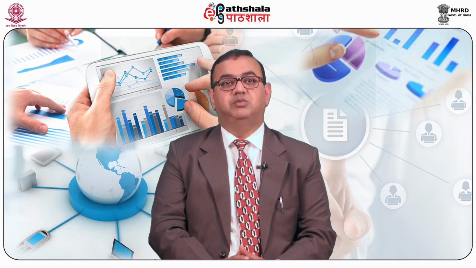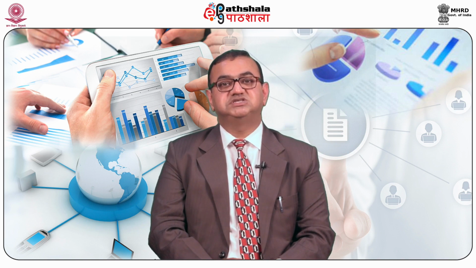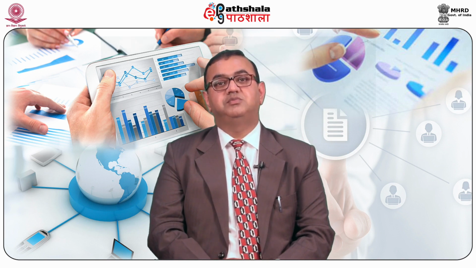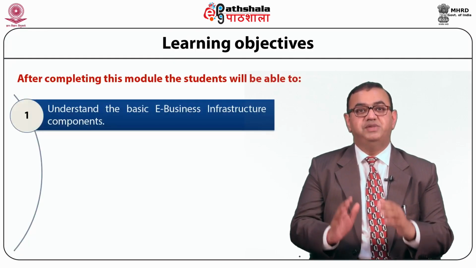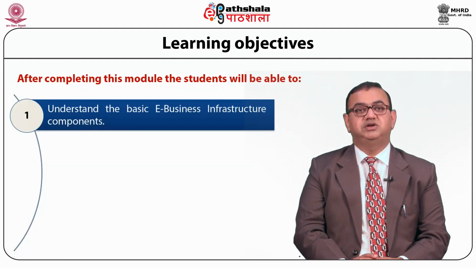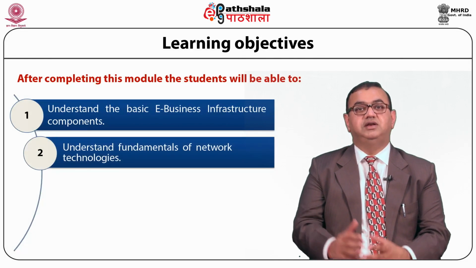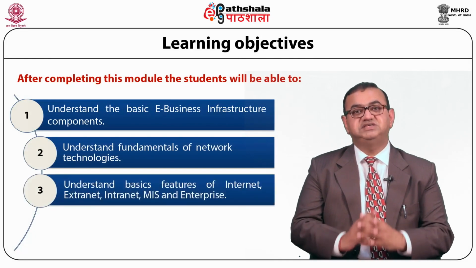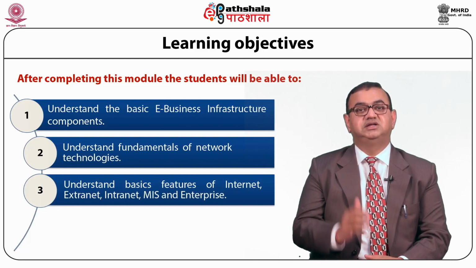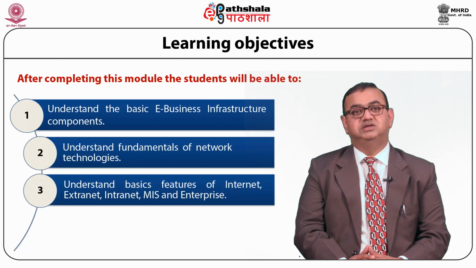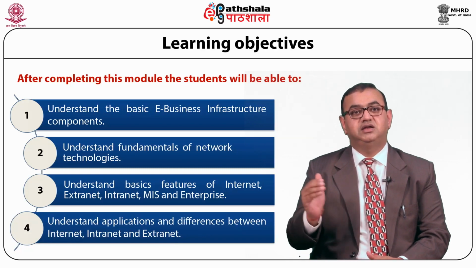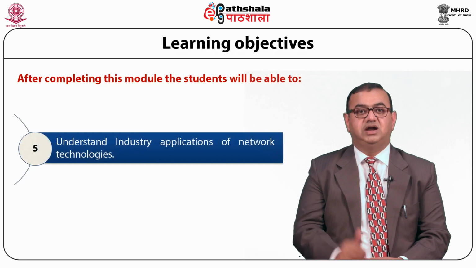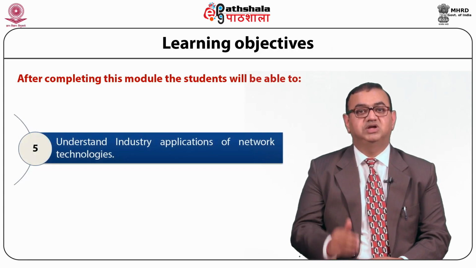Today we are going to discuss the module Internet, Intranet, Extranet, Management Information System and Enterprise under the paper Management Information System. After completing this module, the students will be able to understand the basic e-business infrastructure components, understand the fundamentals of network technologies, understand basic features of Internet, Extranet, Intranet, MIS, and Enterprise. Understand applications and difference between Internet, Intranet, and Extranet. Understand industry application of network technologies.